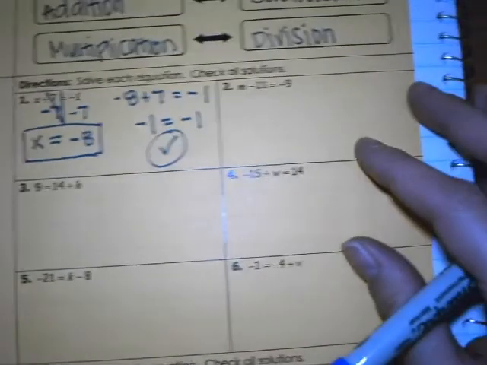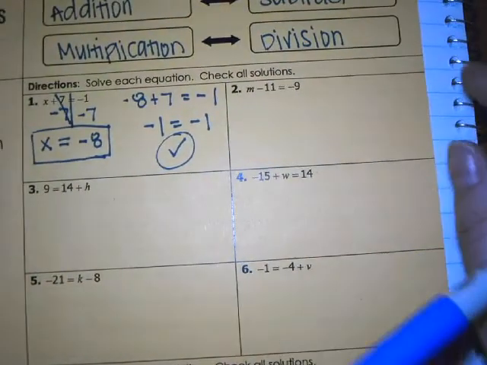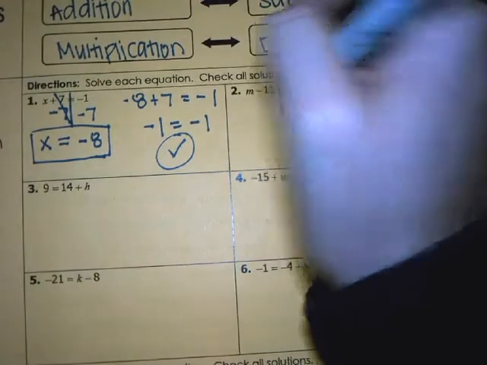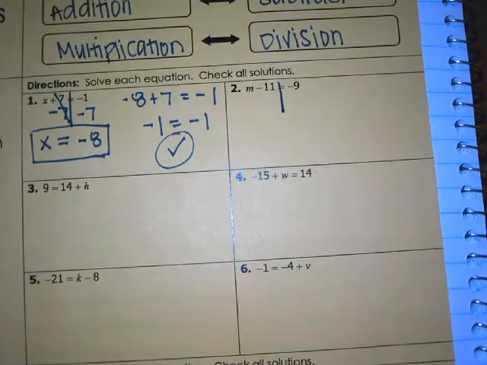Okay, so let's go look at number 2. Same thing. You are going to put a line down your equal sign. You want to split up your two sides. I don't care where the equal sign is at. The line always goes on that equal sign.